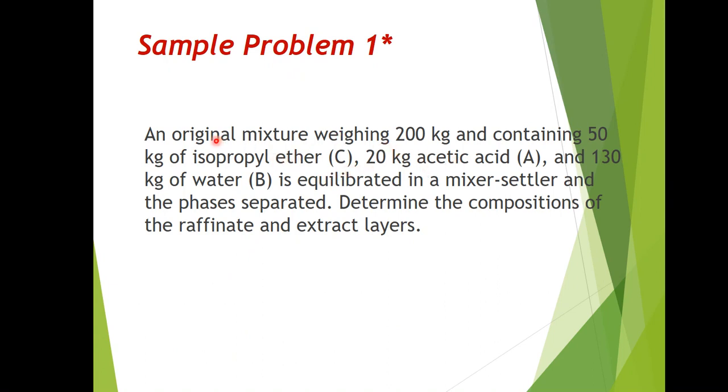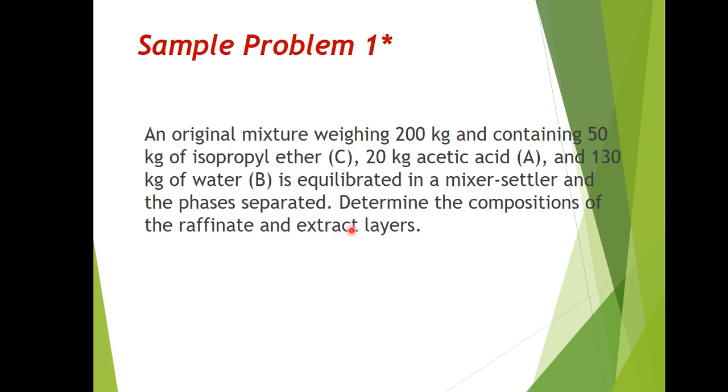So you are given a mixture weighing 200 grams. And in this 200 grams, it has 50 isopropyl ether, 20 acetic acid, and 130 water. So it's all well represented here in terms of A, B, and C. This particular mixture is to be equilibrated in a mixer settler, and later on, after phases have been formed, that is the raffinate and extract phases, we would like to separate them.